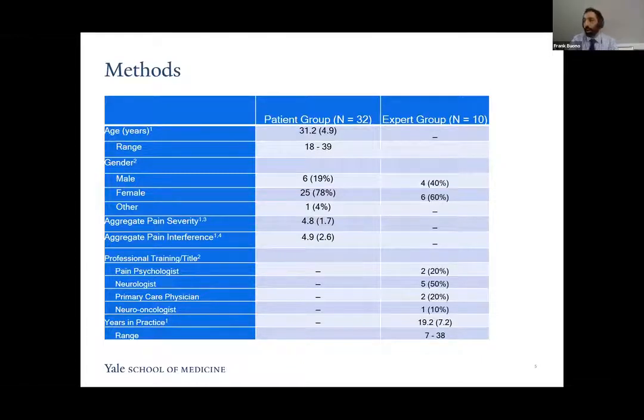As you can see, 25 of the 32 were female. Most of the individuals had some form of pain, and we marked it by looking at pain severity and pain interference, and that was at 0 out of 10. So there is a moderate level of pain for all of them. If you look quickly at the bottom of the screen, for the years of experience, a lot of the individuals in the expert group were very seasoned, with an average of 19.2 years of having actually seen clients.